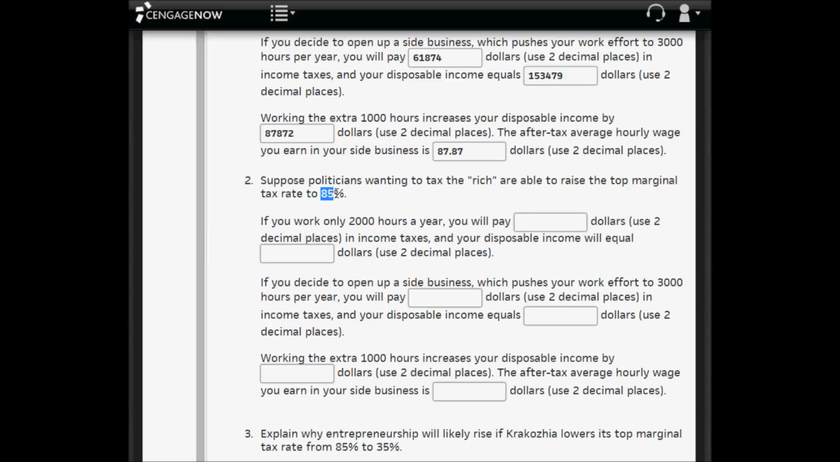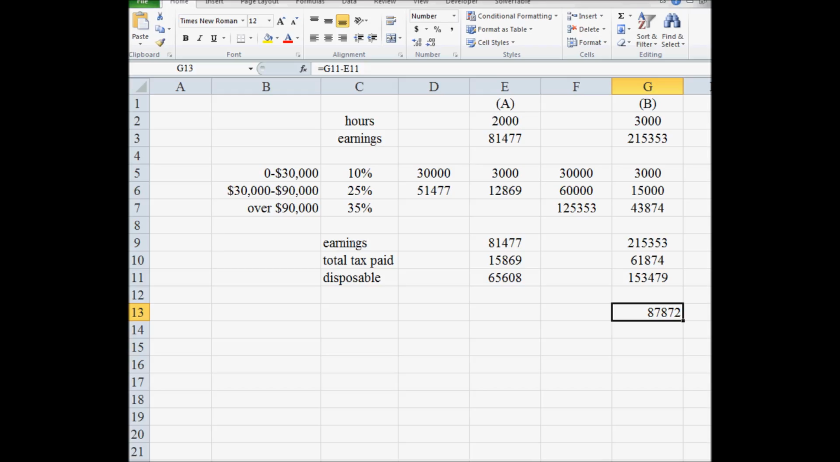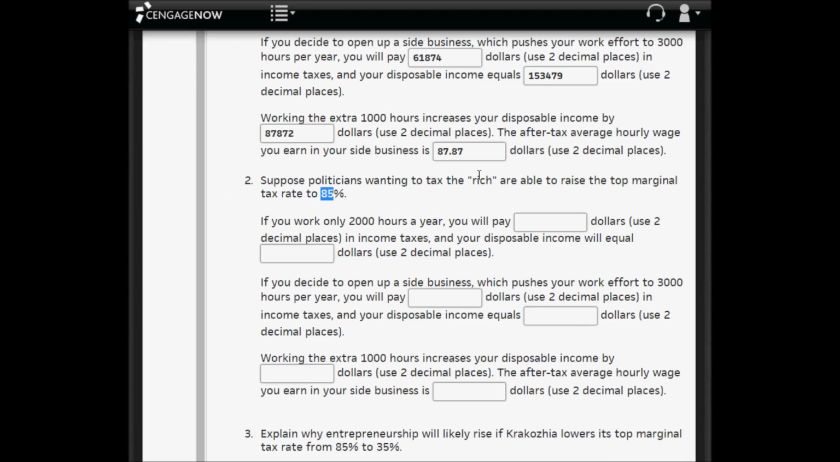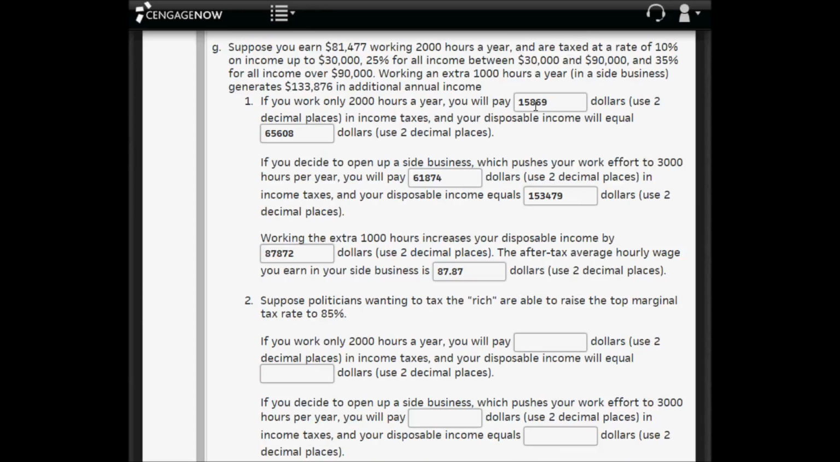So we're going to take this 85%, and all we're going to do is change this value here to 85%. So the only thing that really changes here is this final number, and then these numbers down here. All the other numbers were identical, so we're just going to copy and paste them from above. This is not changed. This is not changed.